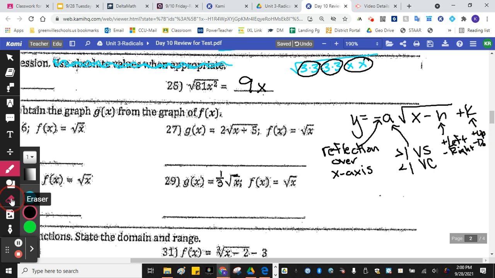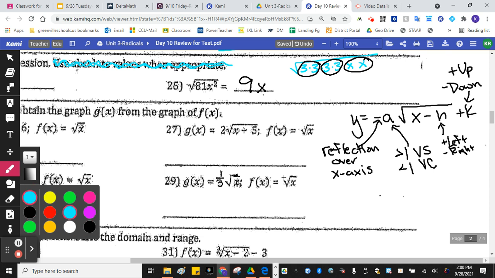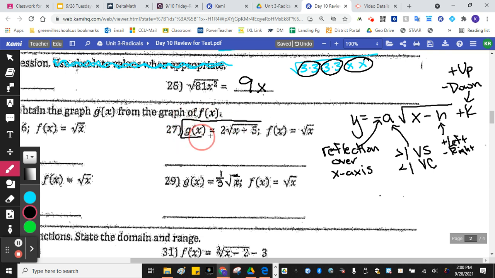Positive is up. Negative is down. So all of this is just saying, how is this equation, how is this graph, when you graph this equation, changed from this graph? So your parent function is the square root of x. How did these numbers affect that graph?